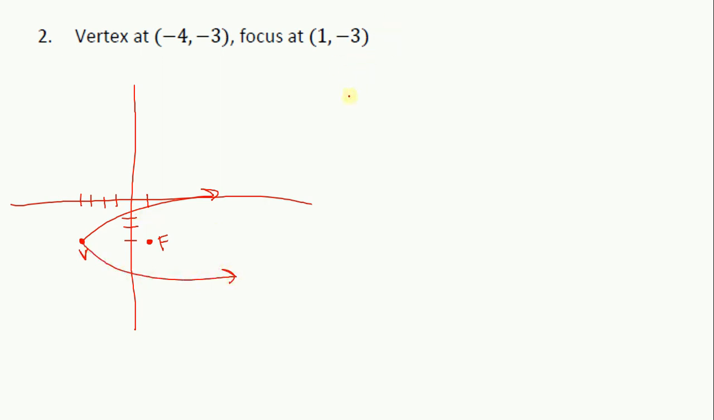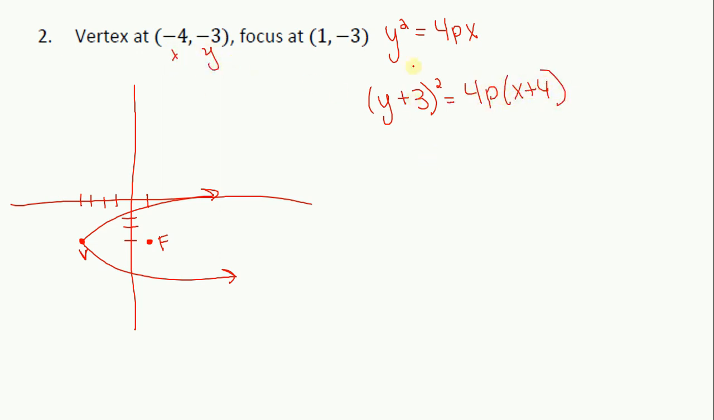Then I need to remember, when I had a right-facing parabola, that told me it looked something like y squared equals 4px, because y was squared when it was left and right. So then I also need to plug in my vertex. So it'd be (y plus 3) squared, because it's opposite, equals 4p times (x plus 4). So this is my x and my y of my vertex.